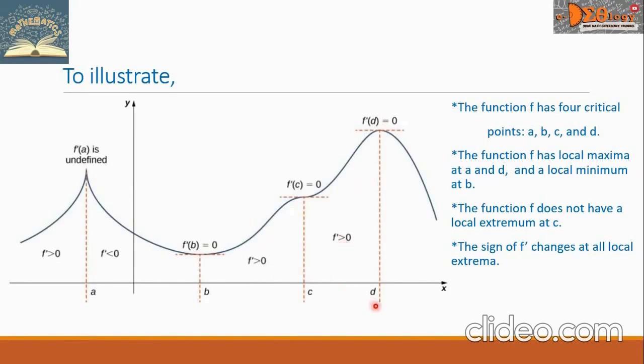Look at point D. On the left side of D, the graph is increasing, so the derivative is positive. While the right side of D, the graph is decreasing or going down, so the derivative is less than 0 or negative.